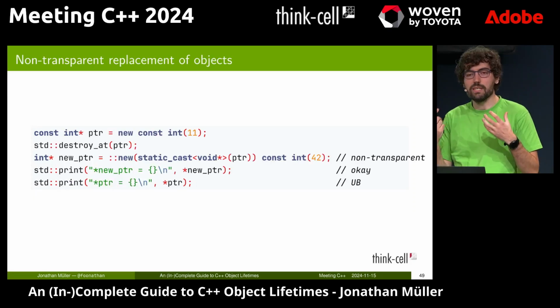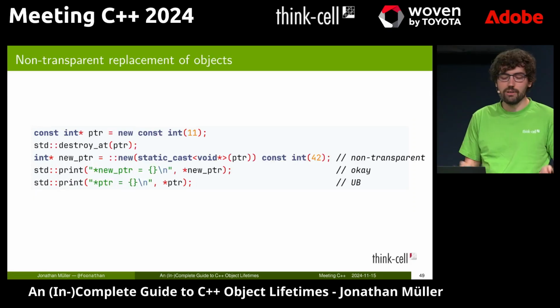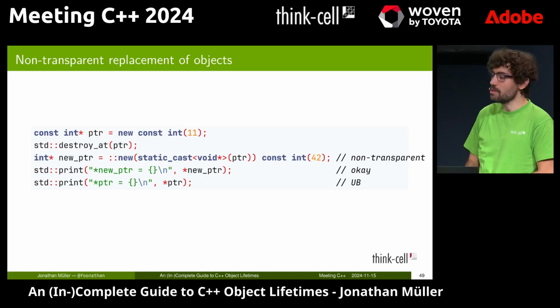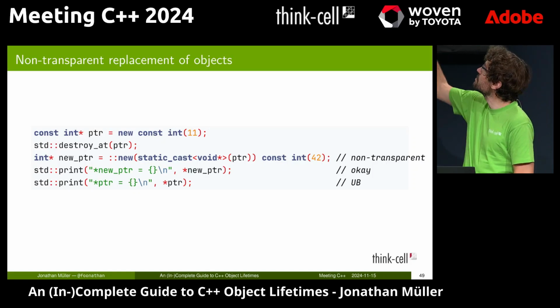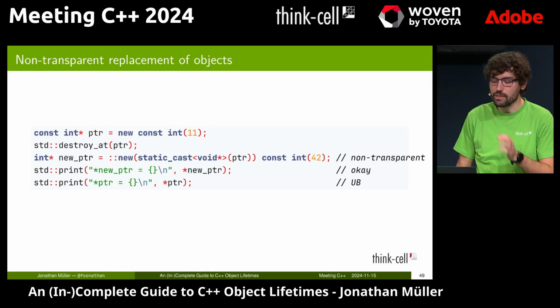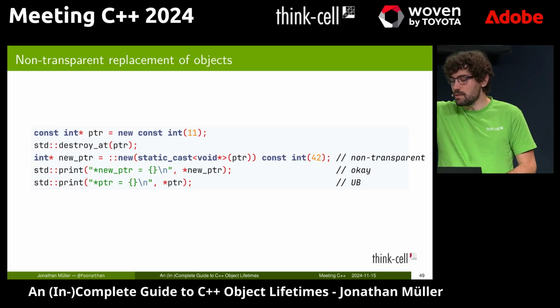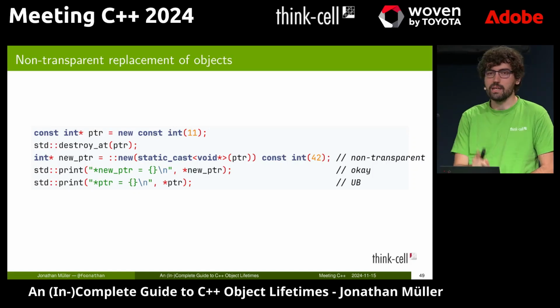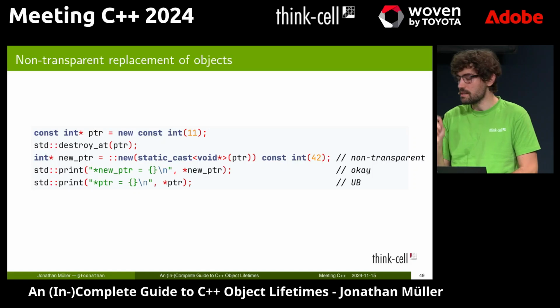Well, for example, when we're replacing a const object. And remember, you can only do that on the heap. So we allocate our constant on the heap again. Then we do a non-transparent replacement because they're const. So using the new pointer is fine. Using the old pointer is undefined behavior. And the reason behind that is as follows.